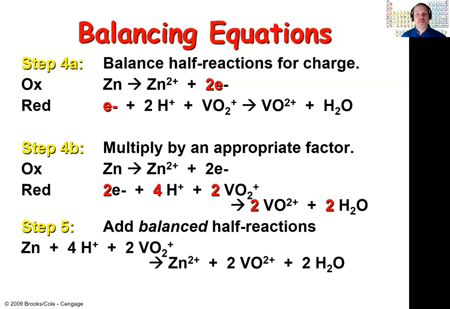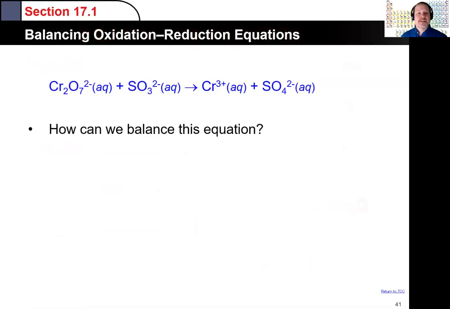Okay, let's go to a really hard one and see if we can solve that. So how can we balance this chemical reaction right here between the dichromate and a sulfite ion? This one's got quite a few oxygens in here, and we need to balance this one. Step number 1: figure out the oxidation state. That will let us know who's being oxidized and reduced.